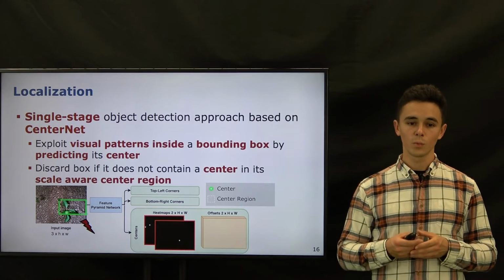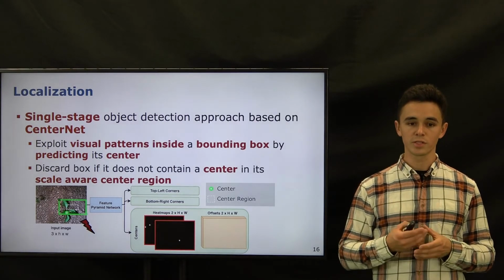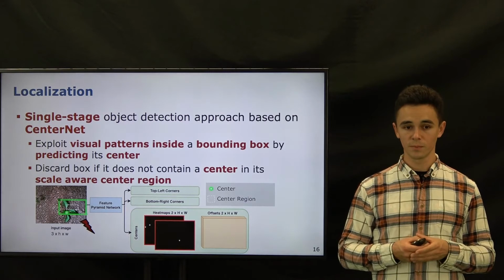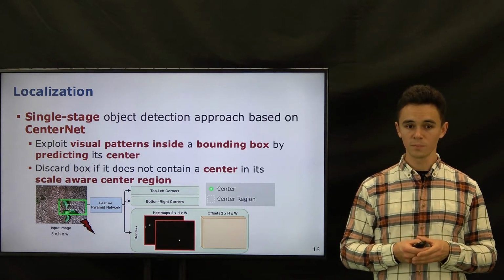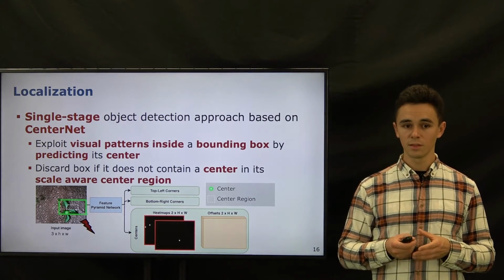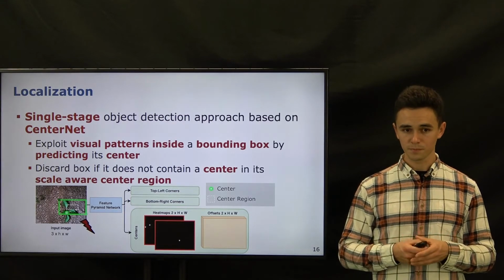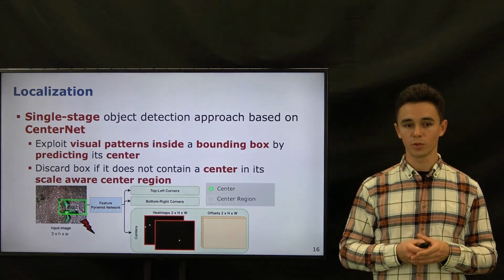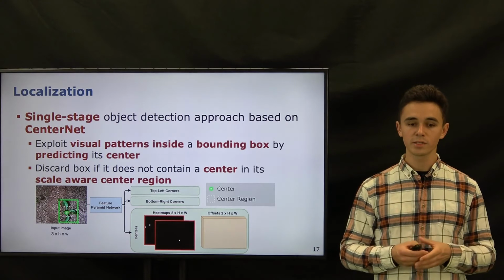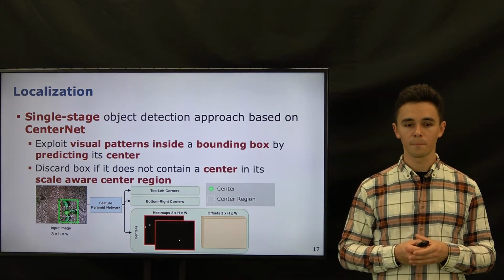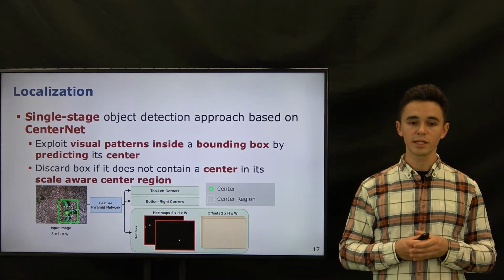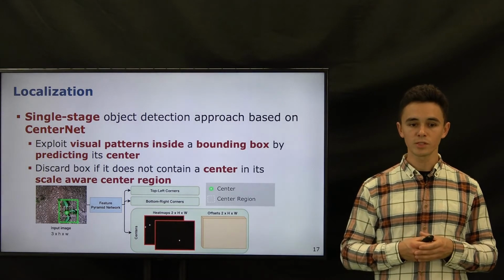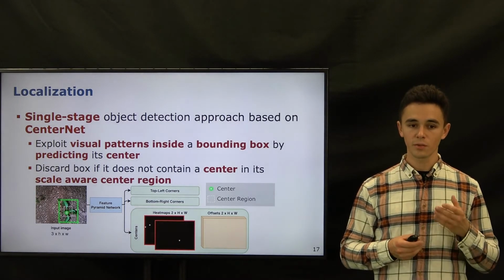Next, we assign each bounding box with a scale-aware center region. If the center region does not contain a predicted center point, we discard this bounding box. Otherwise, we keep it. By this approach, we can detect all crops and weeds on the field by estimating their bounding boxes.